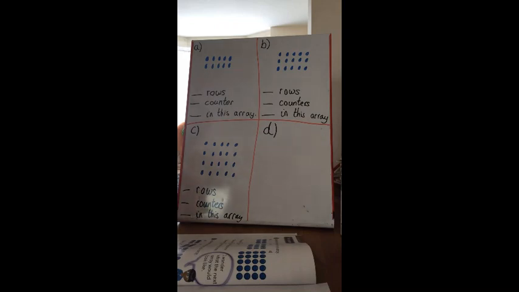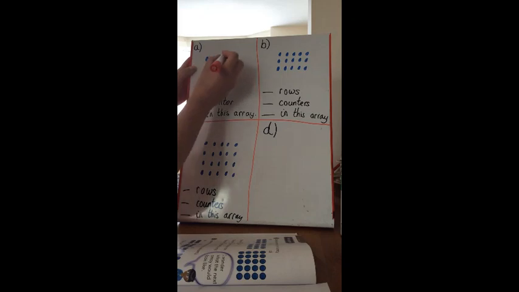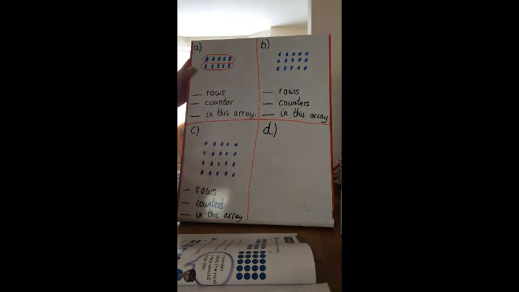And the first question wants to know how many rows. Now, do my rows go across or do my rows go down? We row, row, row across the river. So we need to go across. So I have got one row and I have got two rows. One row, two row. So my first answer is 2. There are 2 rows. The next question wants to know how many counters in each row. So in my one row here, I've got 1, 2, 3, 4, 5.